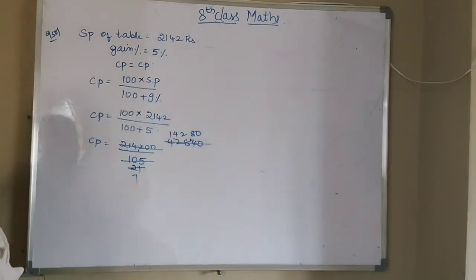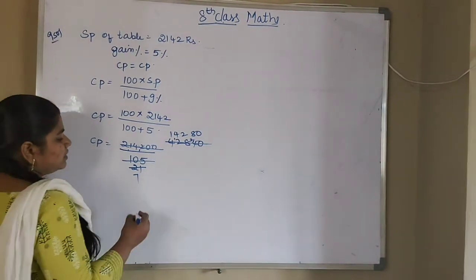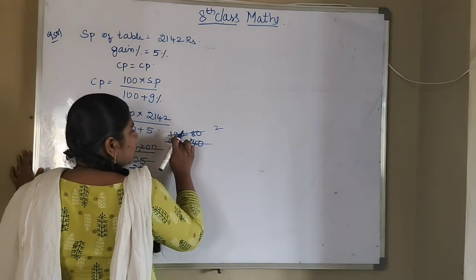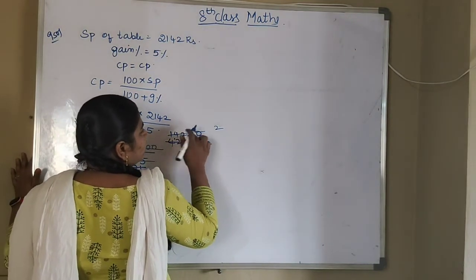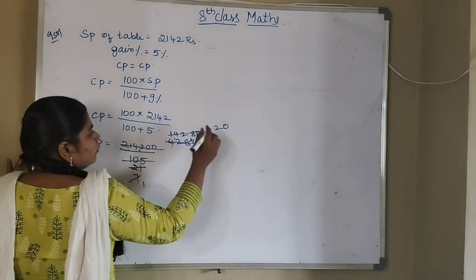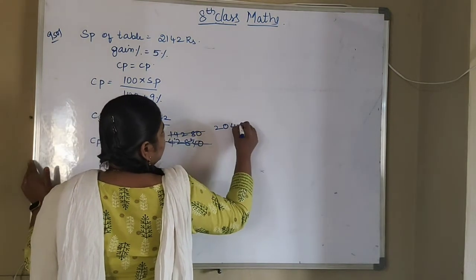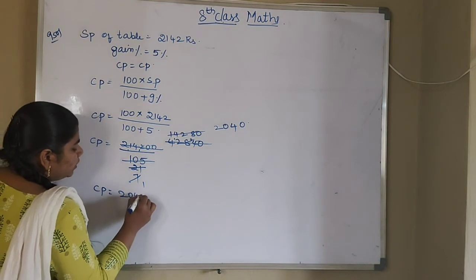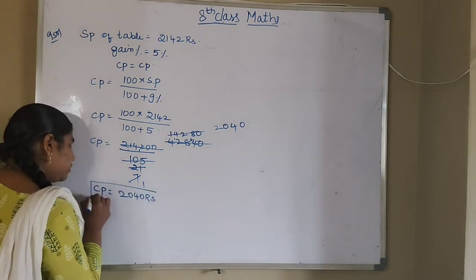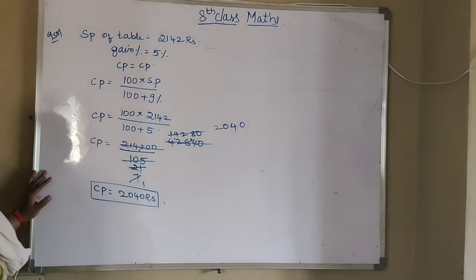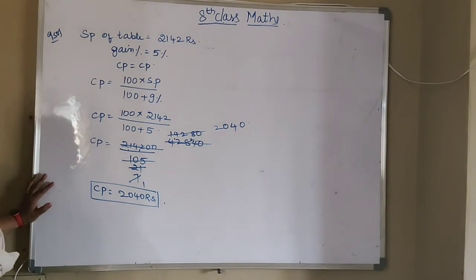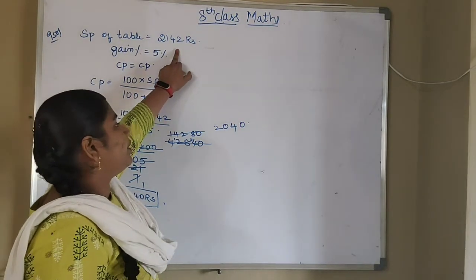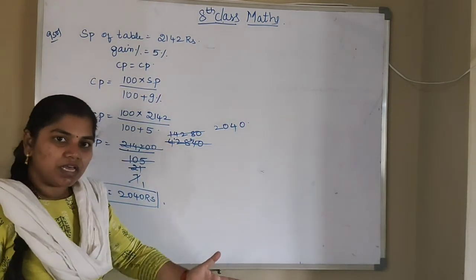Can we cancel in 7 table? Yes, we can cancel in 7 table now. 7 ones are 7, 7 twos are 14. At a time we are taking two numbers, that means 0. 7 fours are 28, 7 zeros are 0. That means what is the CP value? 2040 rupees. Okay, so what is the cost price? Cost price is 2040. He sold for 2142. That means he got it as gain only.